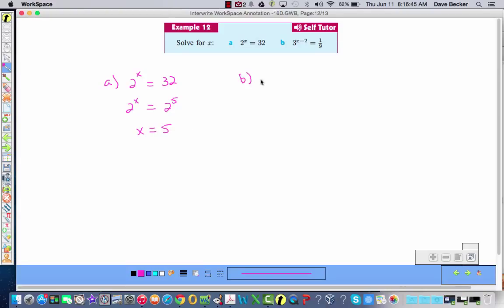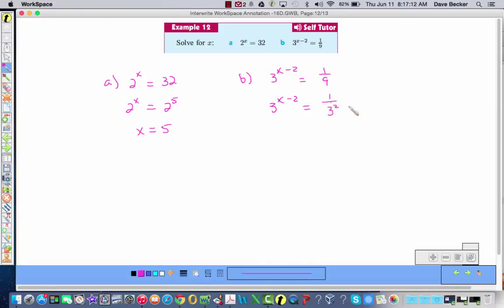B, 3 to the x minus 2 is equal to 1 over 9. Can't do anything here, so I got to do something over here. How about this? 3 to the x minus 2 is equal to 9 to the negative 1. Actually, I'm going to rewrite that as 1 over 3 squared.